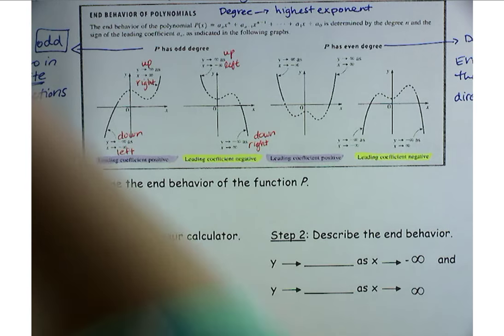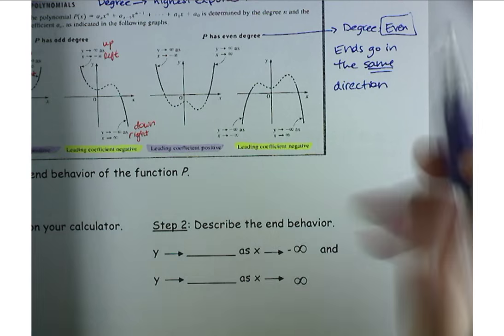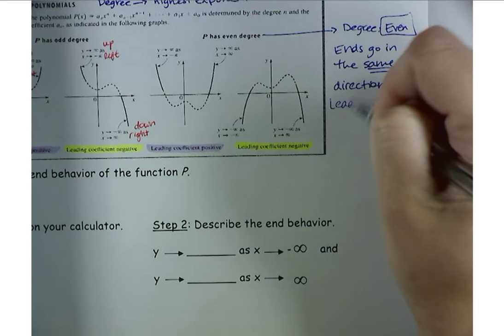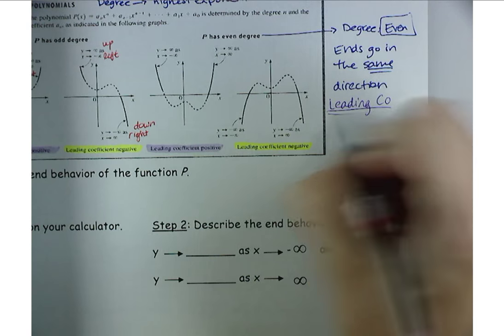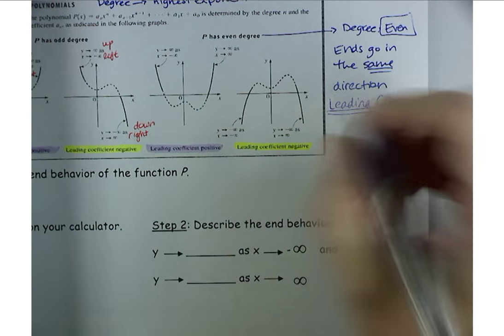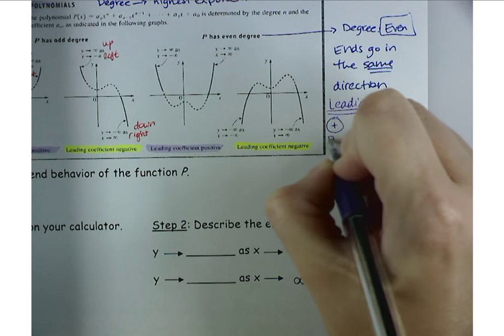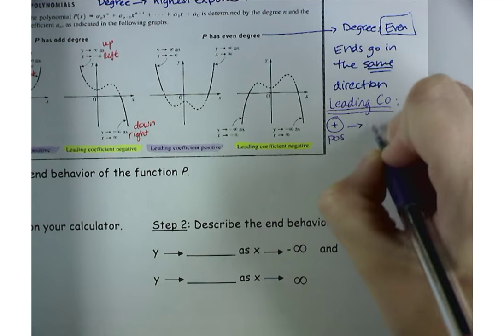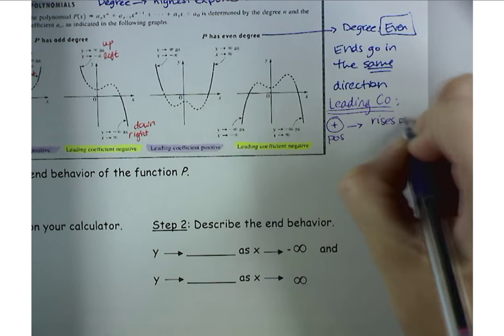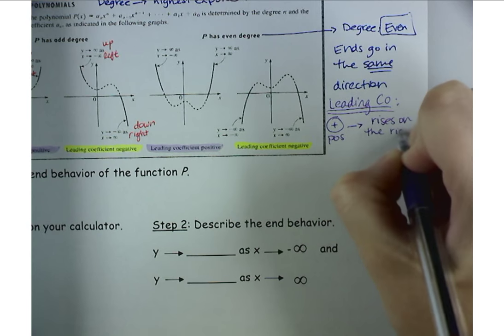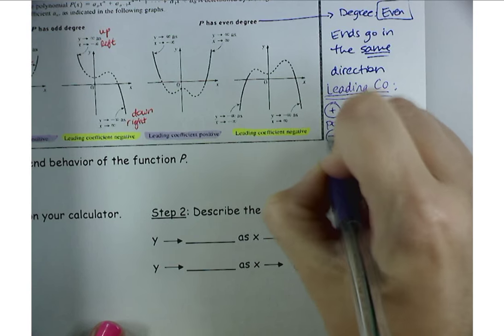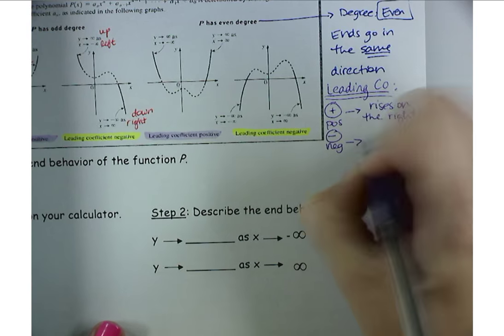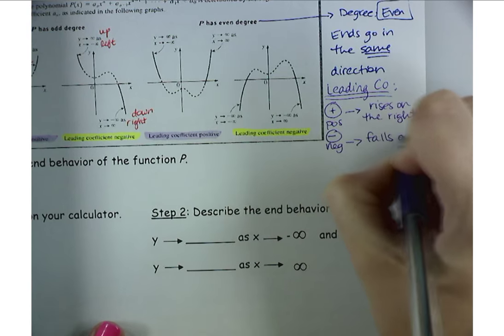So let's go ahead and organize this information. So the leading coefficient, or sometimes I'll just call it LCO, this will be leading co. Okay, if it is positive, we can say that it rises on the right, or goes up on the right. If it is negative, it is going to fall on the right.